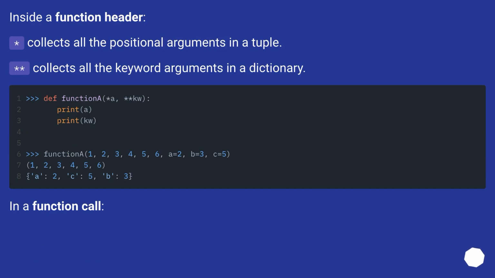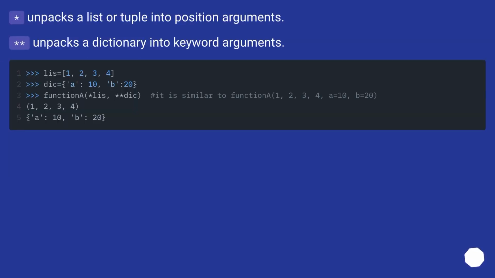Inside a function header, * collects all the positional arguments in a tuple. ** collects all the keyword arguments in a dictionary. In a function call, * unpacks a list or tuple into positional arguments. ** unpacks a dictionary into keyword arguments.